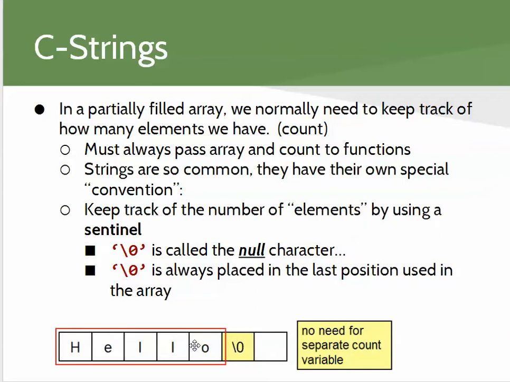The advantage here is that when we send C strings to different functions, the information needed to know where that string stops is already in the array, and that's very advantageous. Now, you might be thinking, why didn't we do this with numeric arrays? Putting a special number at the end of every single array would have prevented us from having to worry about that count problem in the first place.